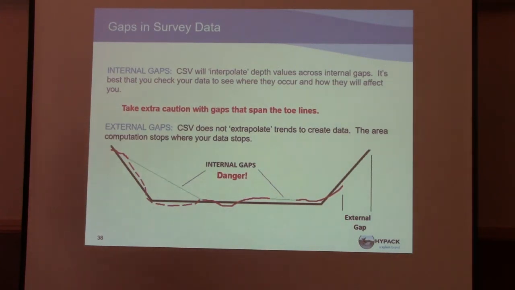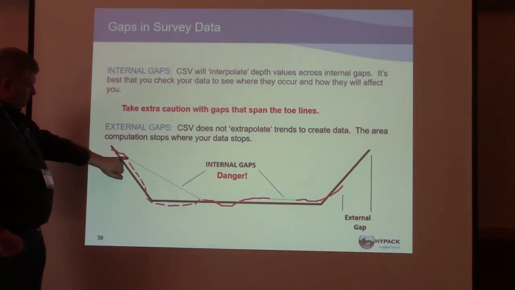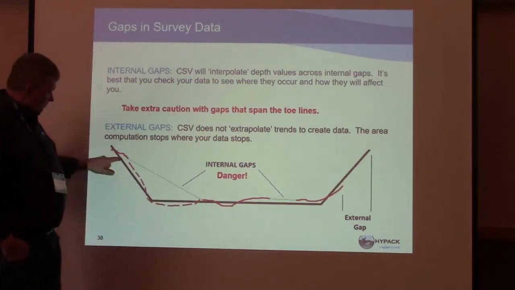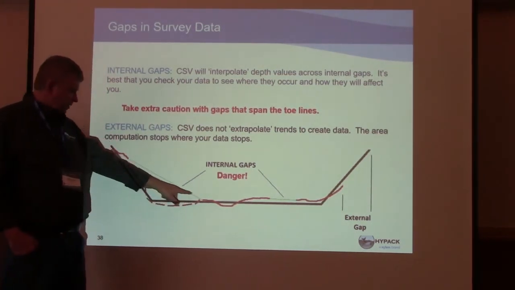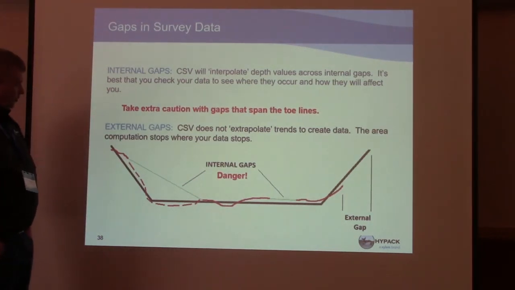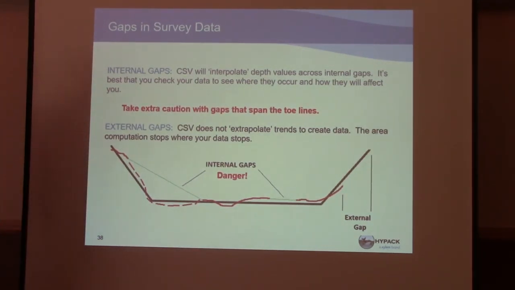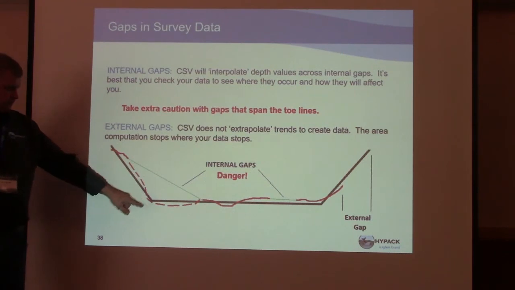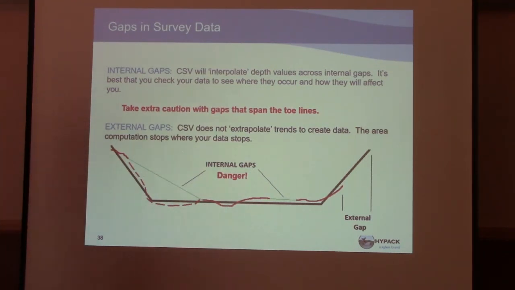And here, you can have internal gaps from here to here. That's where the data was. But that's what it's going to try to connect if you try to connect the extra gaps. You're going to take extra caution with the gaps that span the toes. An external gap doesn't matter to us, right? An external gap is if the edge of the line doesn't go to the edge of the template. We're just not going to calculate anything over there.